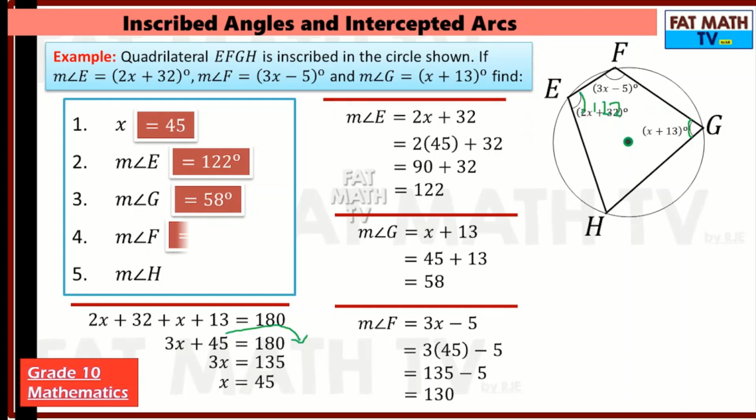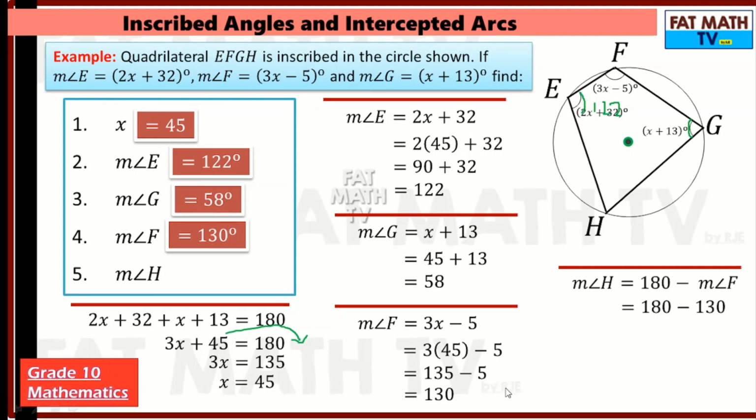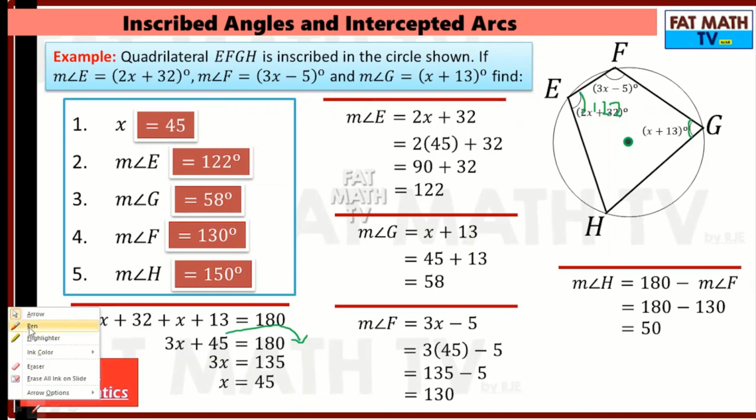That is 130 degrees. And measure of angle H. Angle H is a supplement of angle F, or their sum is 180. So subtract 130 from 180. That is 50. So measure of angle H is 50 degrees. So only 50, not 150. So H is 50 degrees.